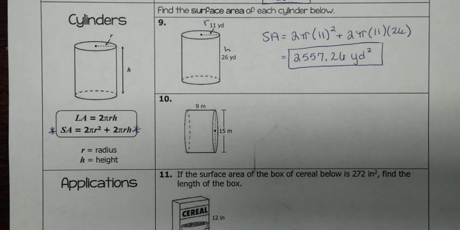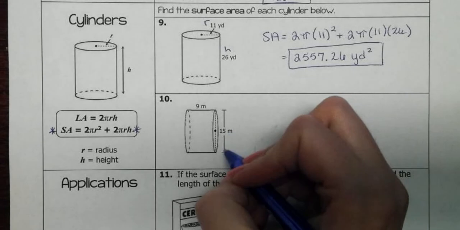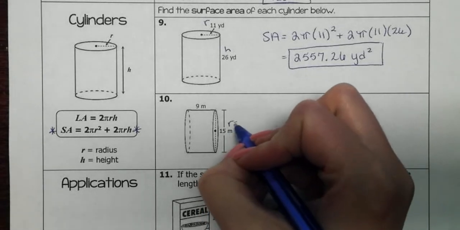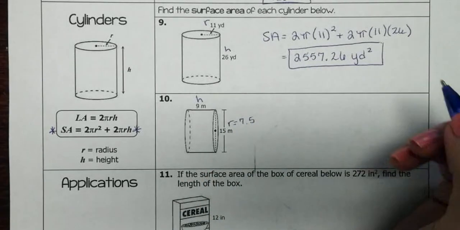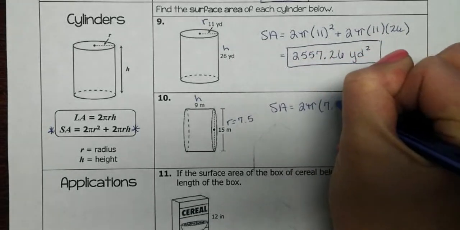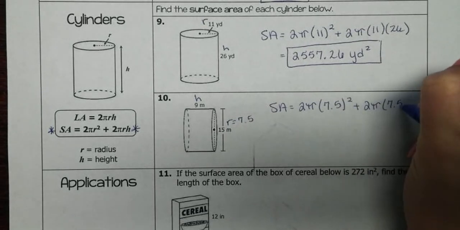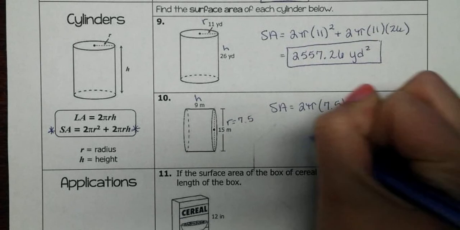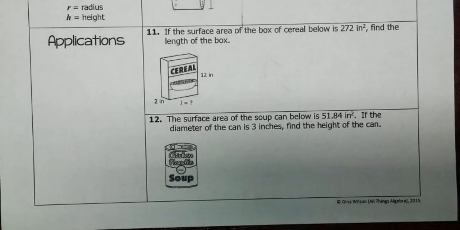So look at number 10. So on number 10, you know, your radius is going to be half of this. So your radius is actually going to be 7.5, and this is your height. So if you plug that in, you have 2 pi times 7.5 squared plus 2 pi times 7.5 times 9. And I'll let you plug that one in and figure out the rest of it later. I want to look at a couple application problems.